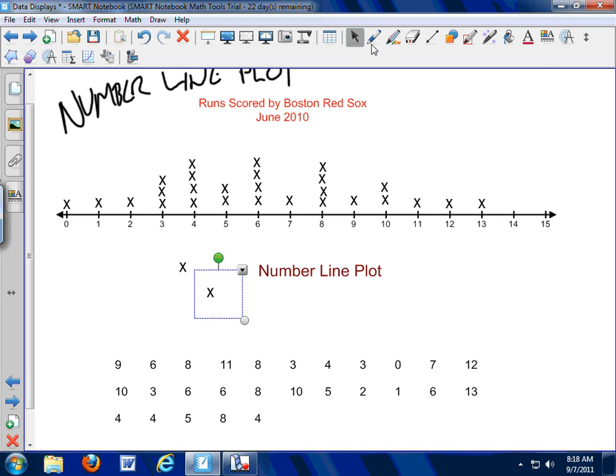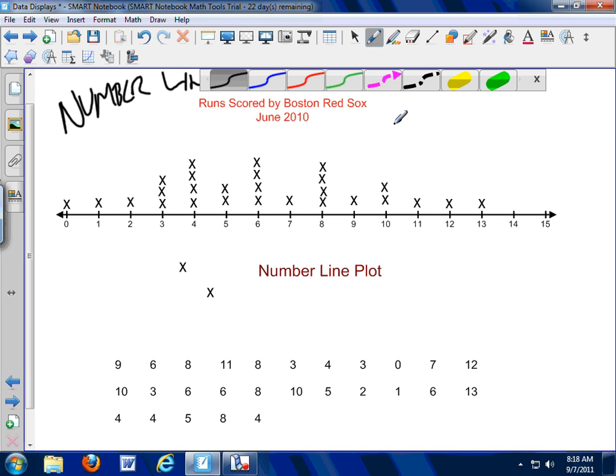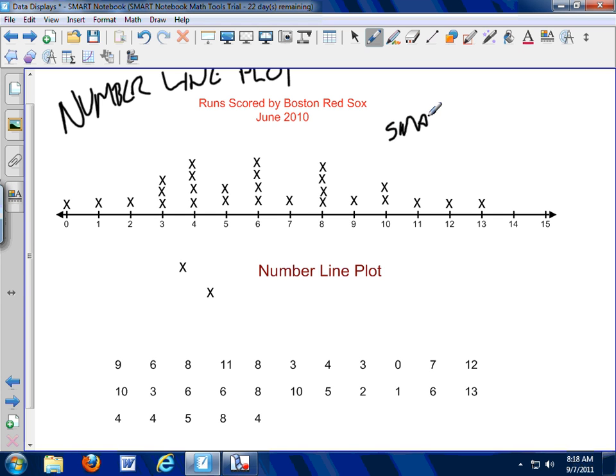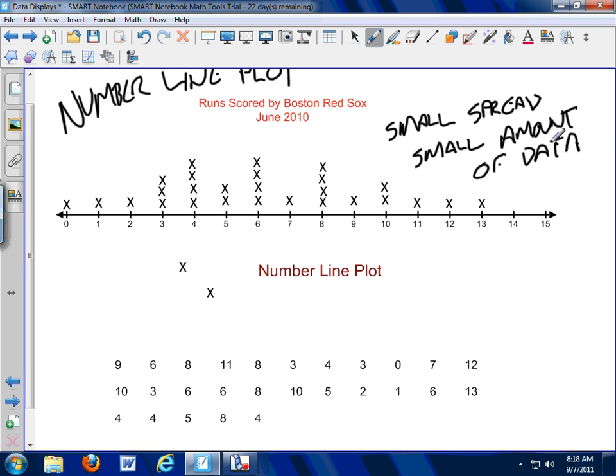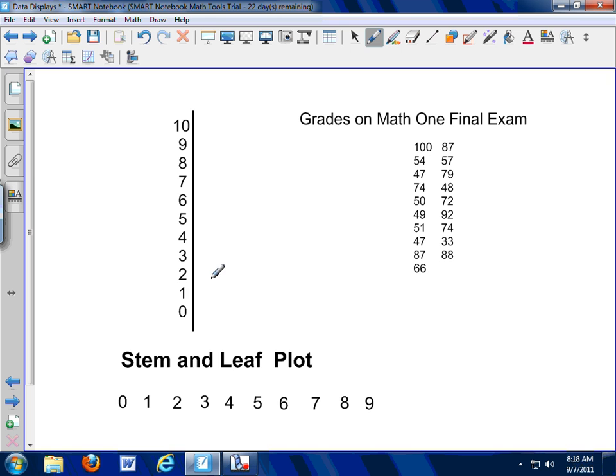Typically, we use a number line plot when we have a small spread of data. I don't want to make a number line that goes from 0 to 100. I can probably go with about a 20-number spread or something like that. And a small amount of data would be another piece. I don't want to make a number line plot with 100 pieces of data. Heck, I don't want to make it with more than like 30 probably. I don't want to keep making X's and make a giant stack. So if I have a small spread, small amount of data, and I want to make a quick graphic representation of my data, number line plots are excellent.